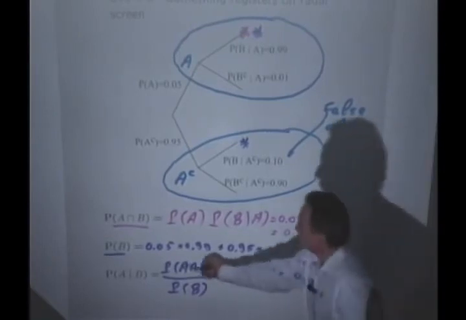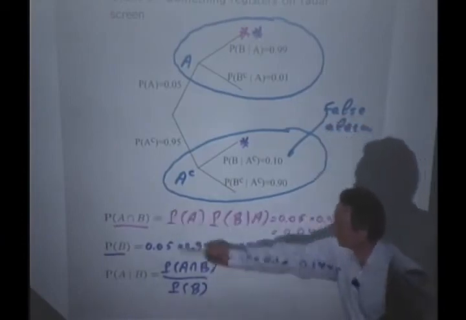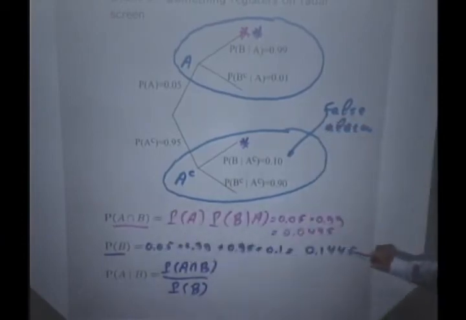It's the probability of A and B happening divided by the probability of B. This is just our definition of conditional probabilities. Now, we have already found the numerator. We have already calculated the denominator. So we take the ratio of these two numbers, and we find the final answer, which is 0.34.